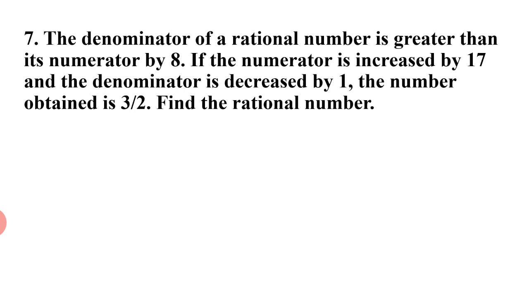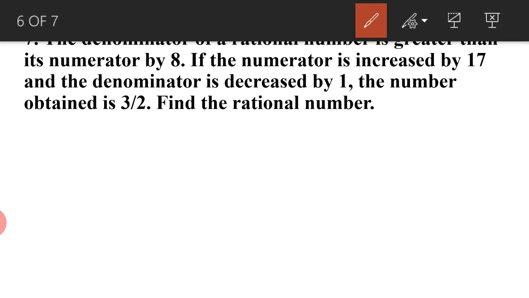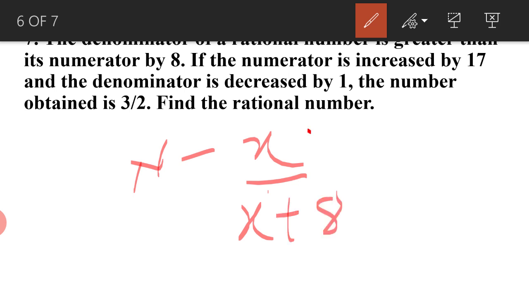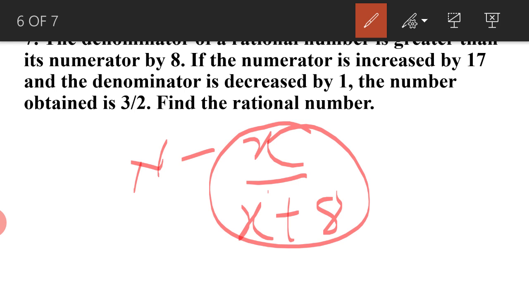So what is the smaller quantity? It is the numerator. So we take the numerator to be x. Then what will be the denominator? X plus 8. So what is our required rational number? It is x upon x plus 8. This is the rational number. But now how to get its value? They have given one condition. Now what is the condition?